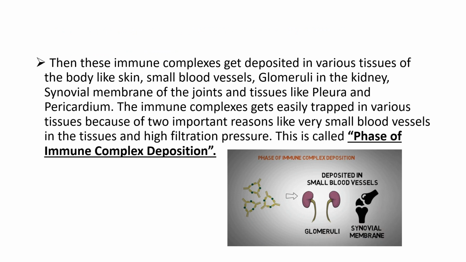Then these immune complexes get deposited in various tissues of the body like skin, small blood vessels, glomeruli in the kidney, synovial membrane of the joints, and tissues like pleura and pericardium. The immune complexes get easily trapped in various tissues because of two important reasons: very small blood vessels in the tissues and high filtration pressure. This is called phase of immune complex deposition.